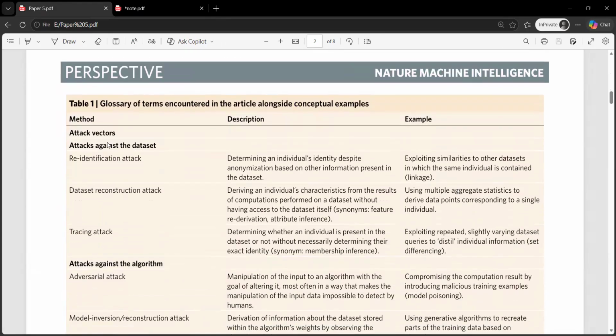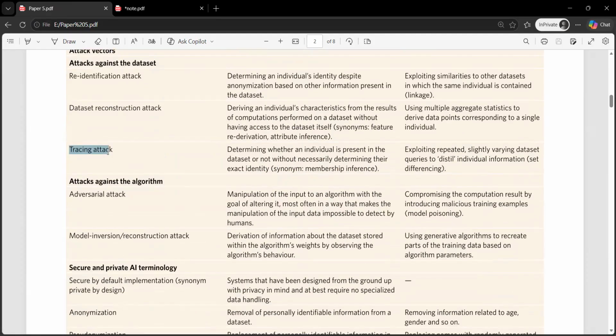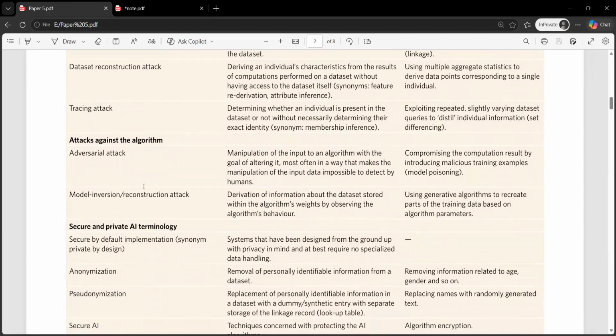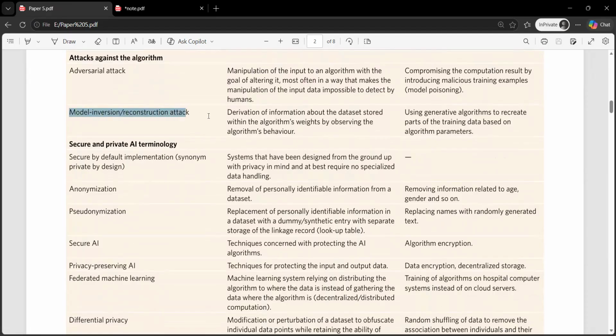So this is the paper that we walked through. There are some attack vectors that they discuss in their paper too. For example, re-identification attacks determine an individual's identity despite anonymization based on other information. Dataset reconstruction derives individual characteristics from the result of computations performed on the datasets without having access to the dataset itself. Tracing attacks determine whether an individual is present in the dataset or not. Attacking the algorithm itself, there are adversarial attacks, which means that you can manipulate the input to alter it, and most often that makes the manipulation of input impossible to detect. And then model inversion attack, where you try to reconstruct the model by observing the model behavior.